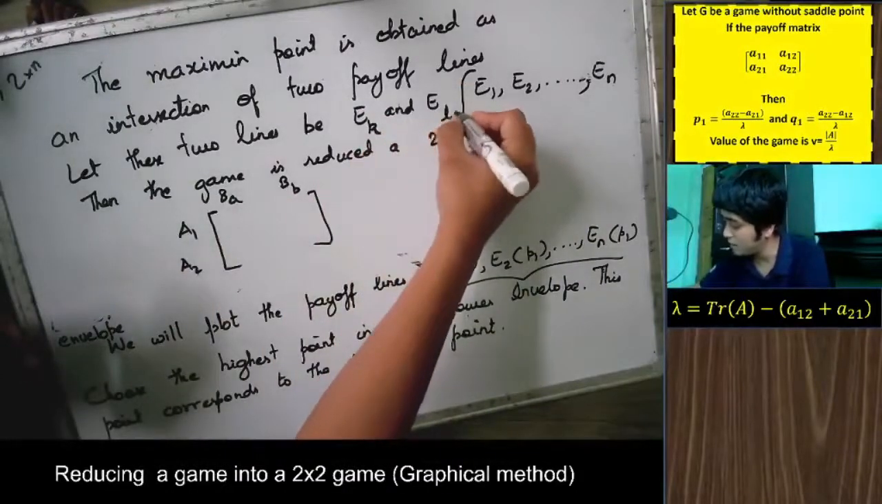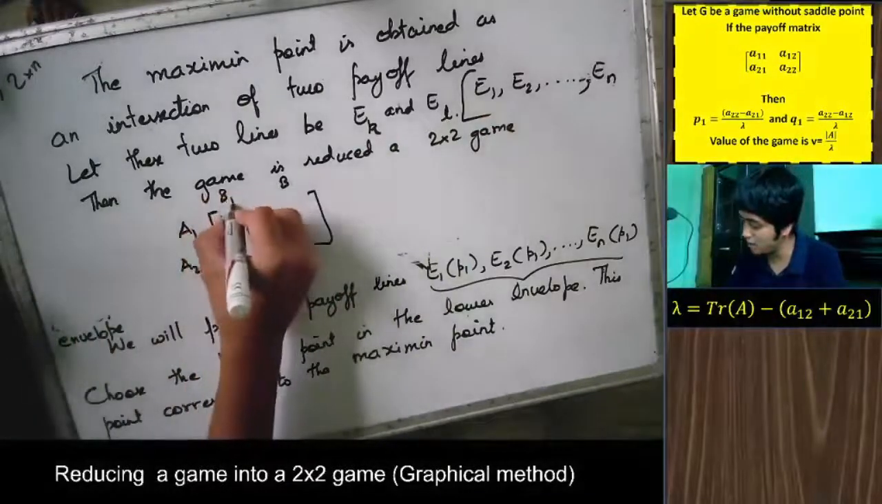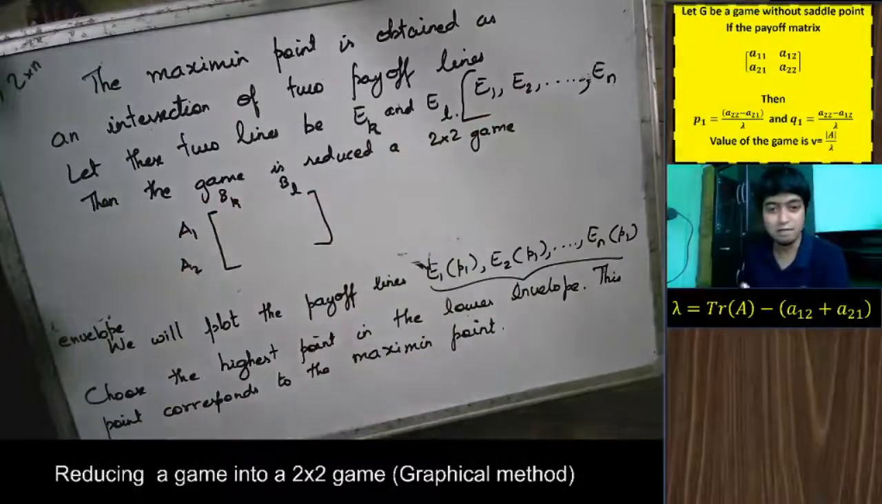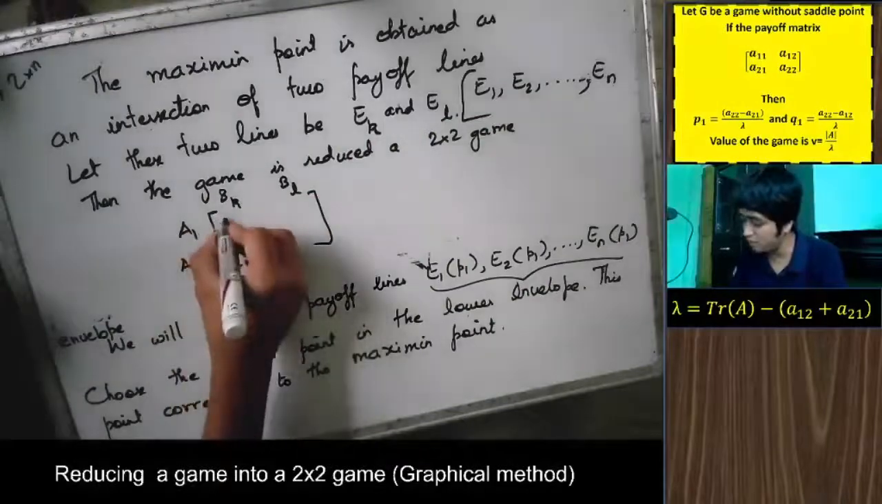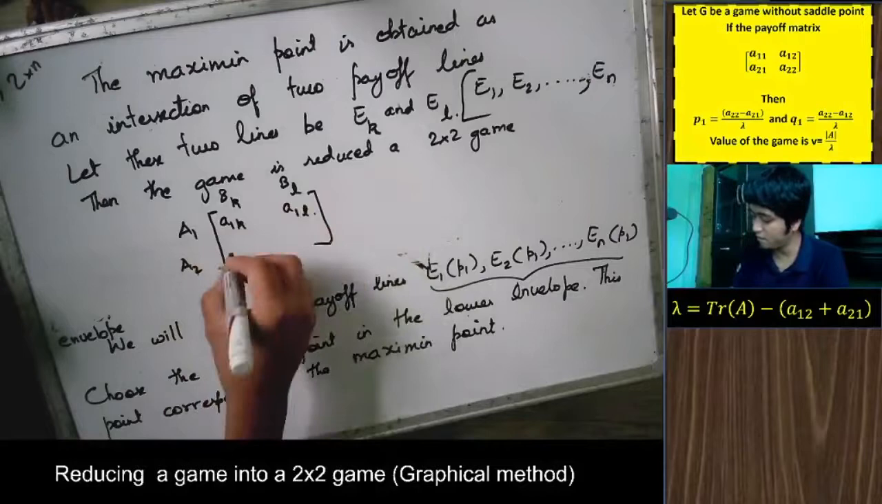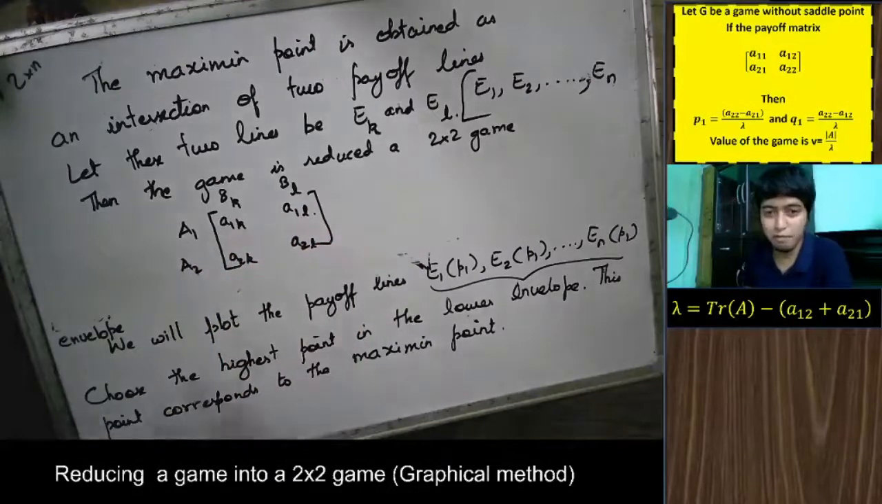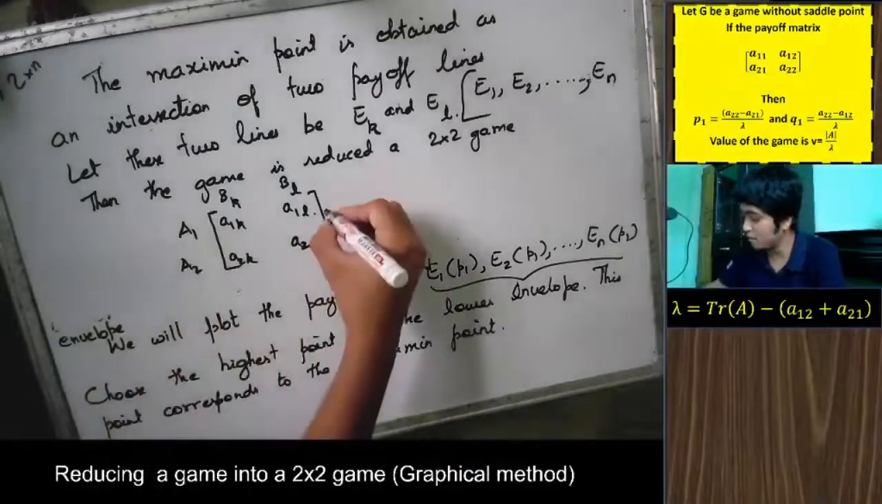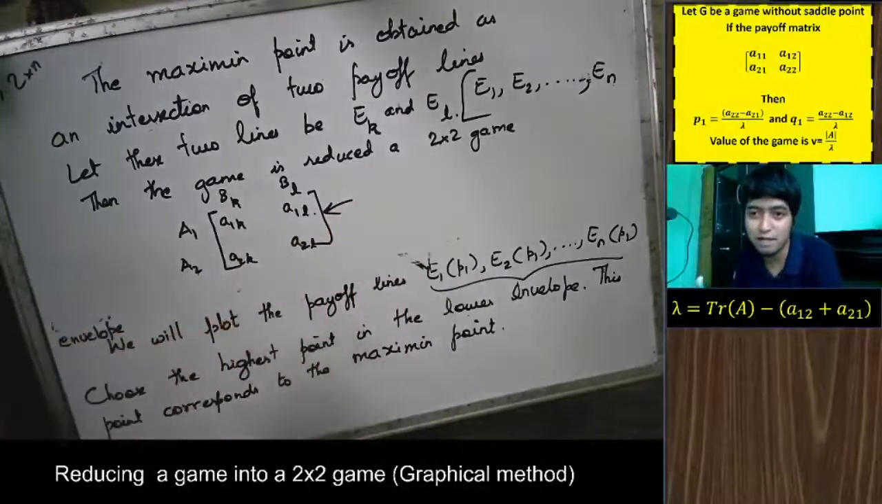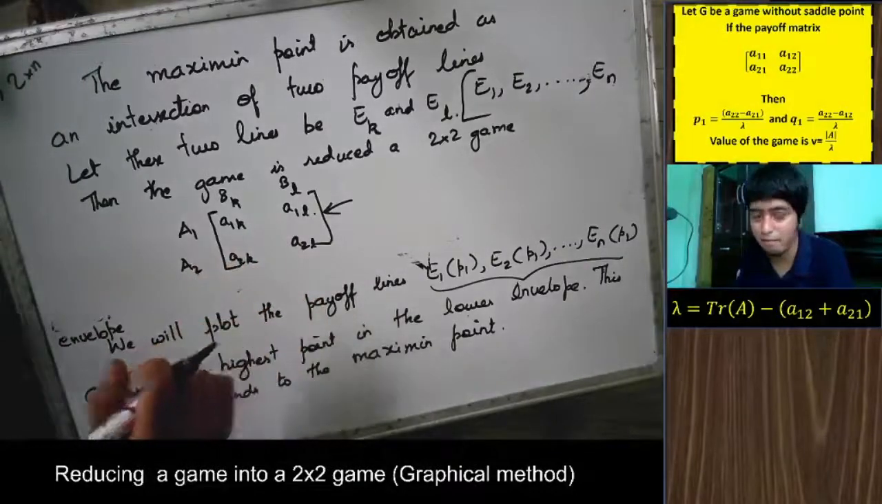We will be having only the strategies BK and BL. So now the payoff matrix will be reduced to A1K, A1L, A2K, A2L. So now if we want to solve the game, we can solve this one by using that formula that I supplied in that yellow box. So this is how we use the graphical method to solve a 2 by 2 game.